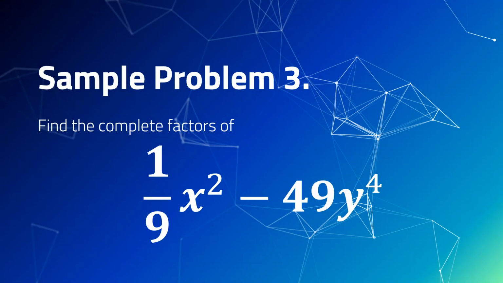Find the complete factors of 1 over 9x squared minus 49y raised to 4. As you can see, the given has a fraction. One of the difficulties our students face is manipulation of fractions, so we can teach you more about this in this solution.